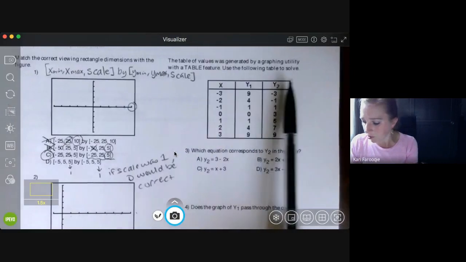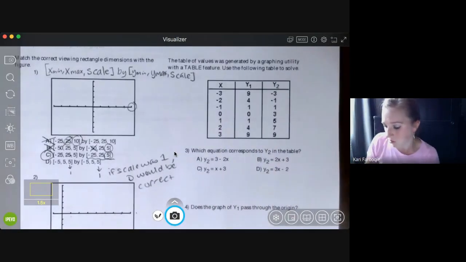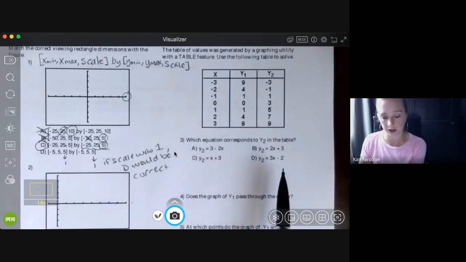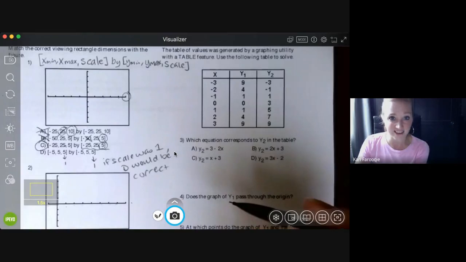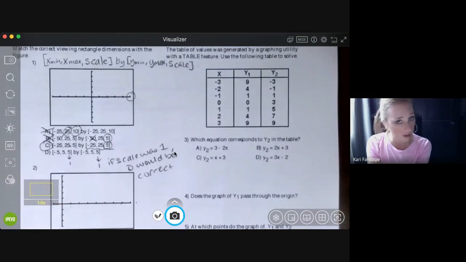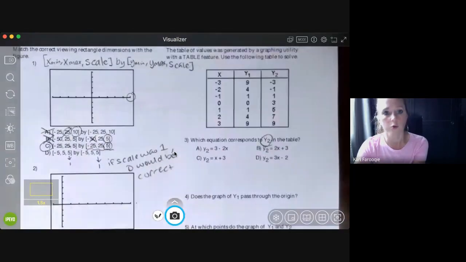All right, so you're being asked to use the following table to answer these questions. Question 3 is, which equation corresponds to y sub 2 in the table? Keeping in mind that x represents your input and y represents the output, you're trying to figure out which one of these equations corresponds to the data. So you're going to have to just test them out and see which one gives you values that work. Now, if you find one value that works, that does not mean that it is the equation. You need to make sure it works with all of the values in your table. But we're looking at specifically y sub 2.